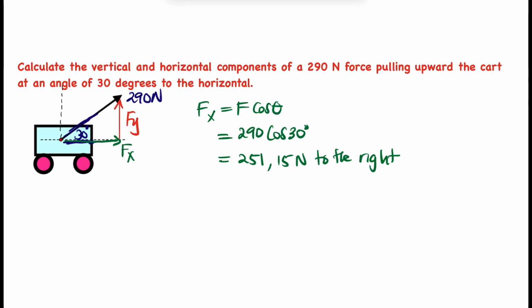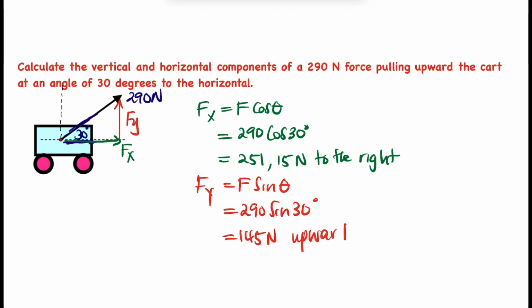And then punching the sine, which is the vertical. Now calculating the vertical, Fy is equal to F sine theta. So your force there is 290 sine 30. So it will be 145 newtons upwards. Upwards, as you can see, it's going upwards. That's how basically you calculate the components in resolution of a vector.